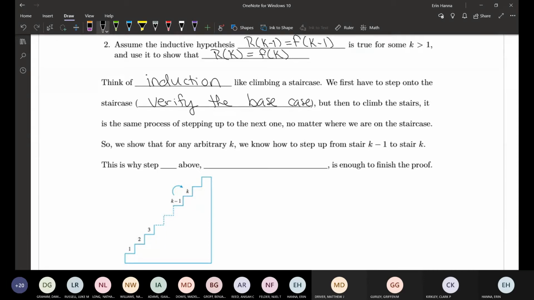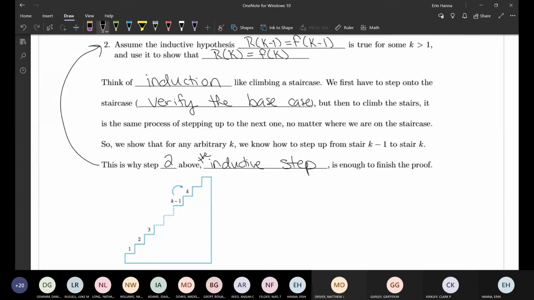So this is why this step 2 above, the inductive step, I should have put the step there. The inductive step is enough to finish the proof. But that's also why you need those two pieces.